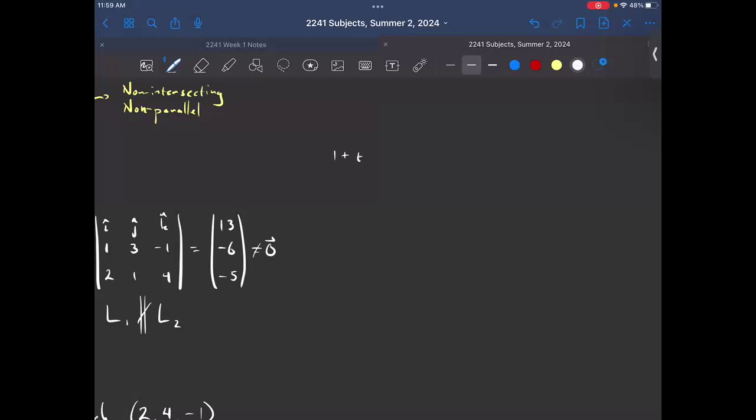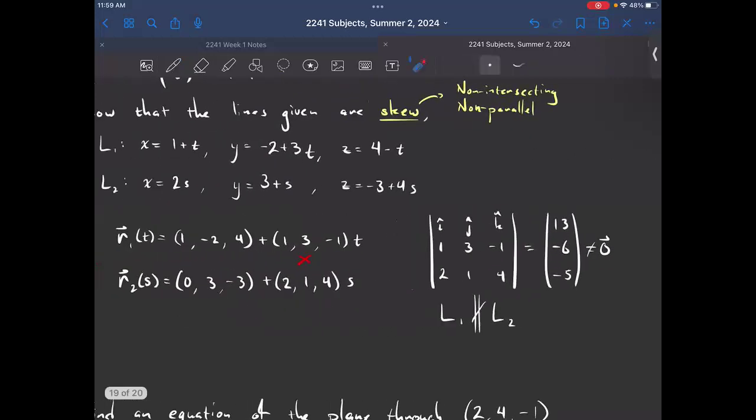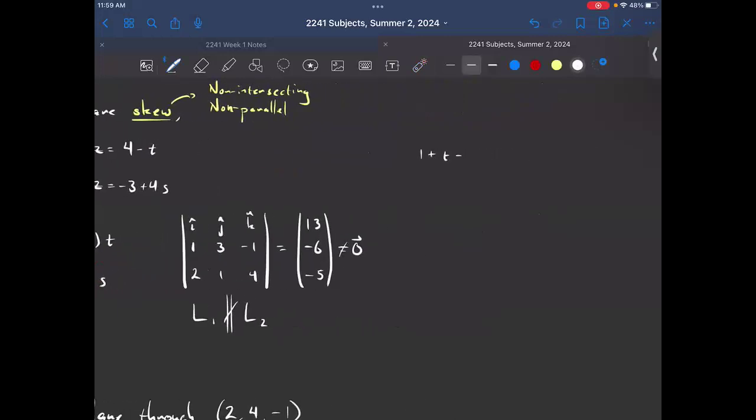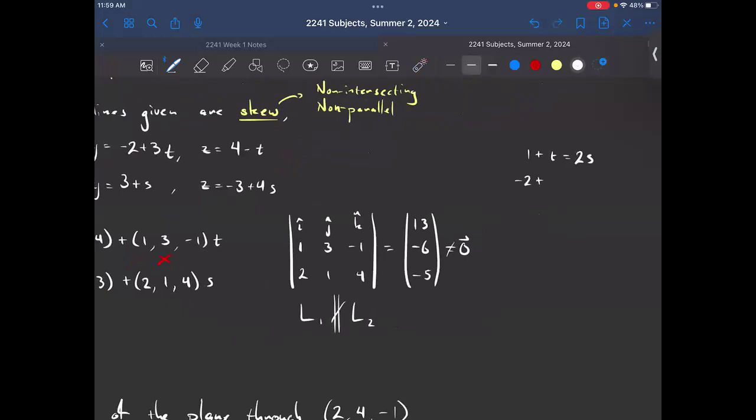1 plus t. Okay, so let's come back over here and we'll take a look at these x coordinates, 1 plus t and 2s. I want to set these equal to each other, and then same for the y coordinates and the z coordinates. If I set those all equal to each other, then I can try and solve the resulting equations for t and s. And that would tell me that, okay, yes, there are values of t and s which give the same points in both cases.